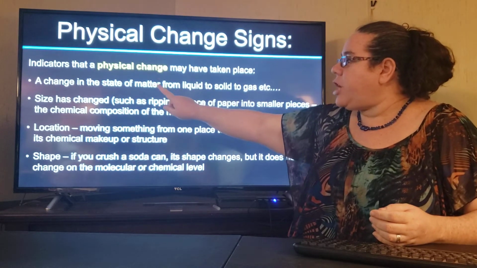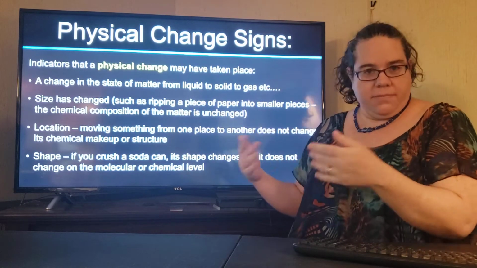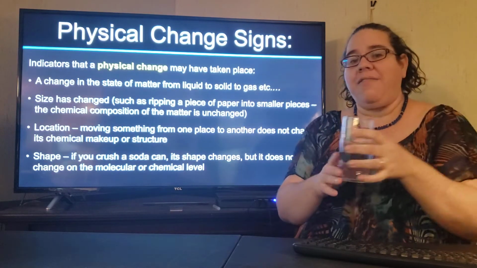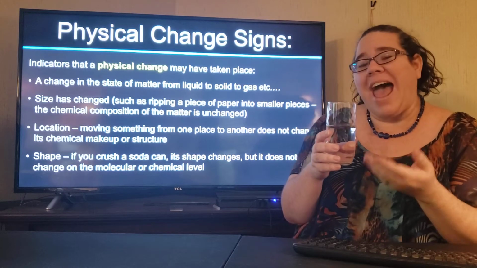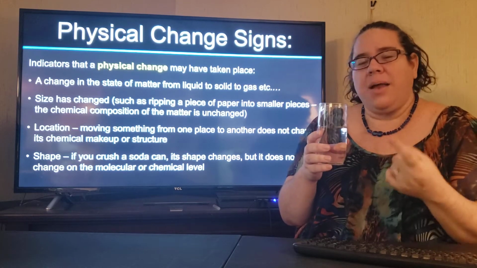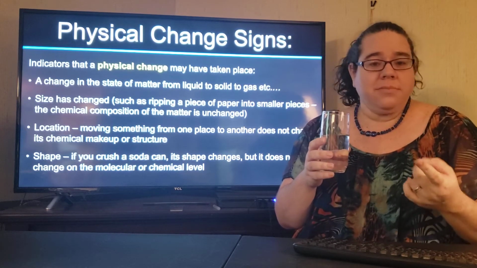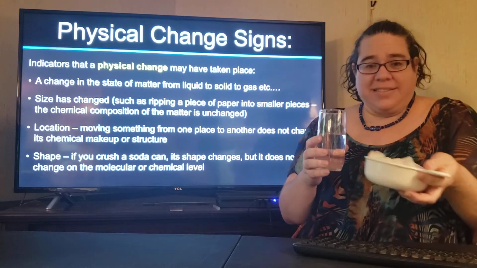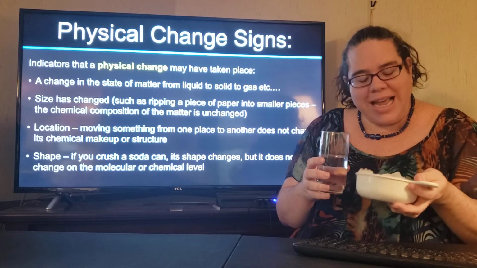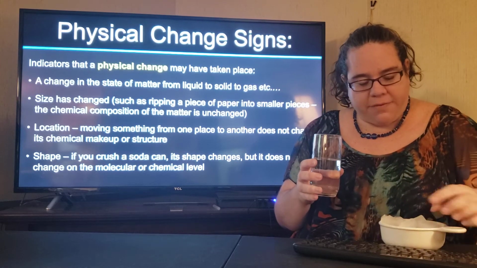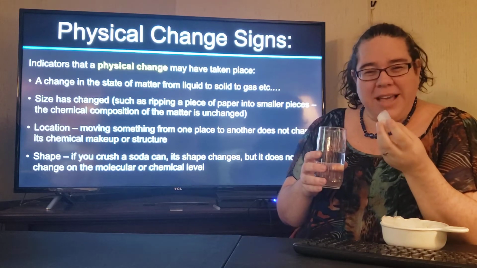Well, you can have a change in the state of matter from a liquid to a solid to a gas, or vice versa. For instance, I have a glass of water, H2O. That's the molecular compound of my water. Those are the atoms. It's made of 2 hydrogen atoms and 1 oxygen atom. Now, if I take my water and put it in the freezer, what am I going to get? Ice, right? The thing is, the atoms haven't actually changed inside of my water. The only difference was that it turned into a solid.